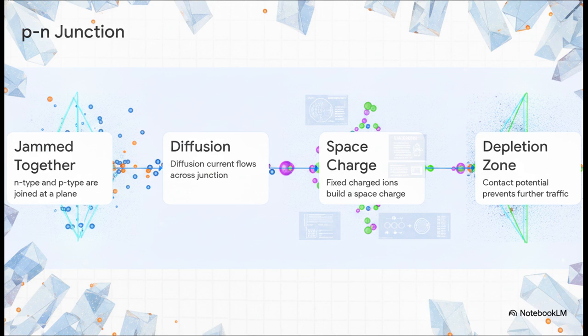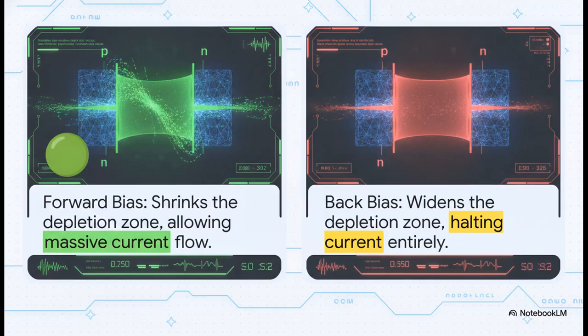And here is where the real magic happens. By applying an external voltage, we can manipulate that exact barrier. If we use a forward bias, we shrink the depletion zone, completely opening the floodgates for massive current flow. But if we apply a back bias, we widen that depletion zone, slamming the traffic shut entirely. With just a tiny shift in voltage, we have absolute total control over the electricity.